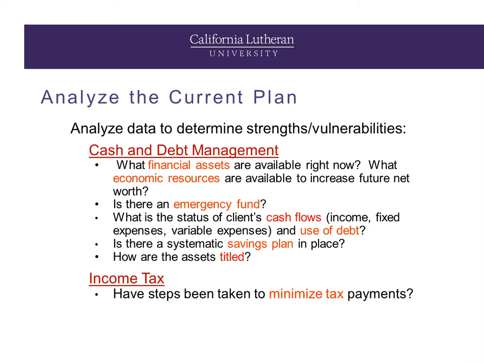In analyzing the plan, you'll move through each of the relevant planning areas. For example, cash and debt management. You want to identify what financial assets are available right now. What economic resources are available to increase future net worth and earning capacity? Are there emergency funds? What is the status of the client's cash flows and use of debt? Is there a systematic savings plan in place? How are the asset accounts titled? Income tax. Have steps been taken to minimize the tax liability?